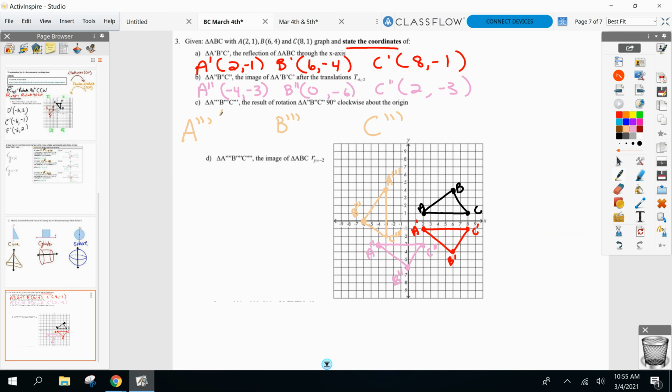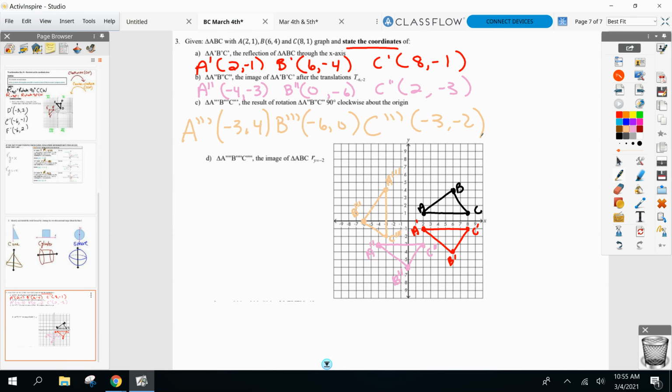Wait, which one is it? A prime or A double prime? We're on part C, triple prime. -3/4 for A triple prime. Yep. B triple prime is -6/0. And C triple prime is -3, -2. All right, good job, thank you.